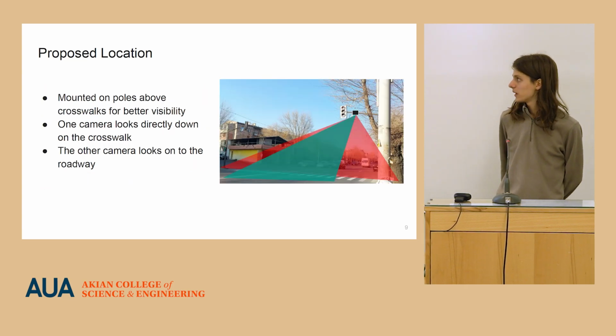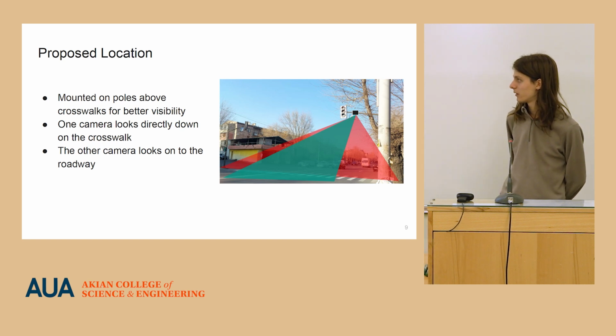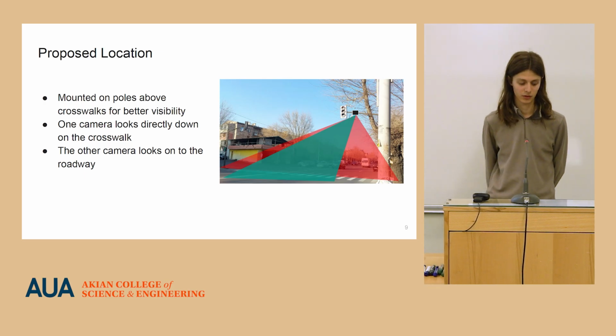So more specifically, it is mounted on a pole like shown here. One camera, the green triangle, is looking on the road, and the other camera is looking on the crosswalk.